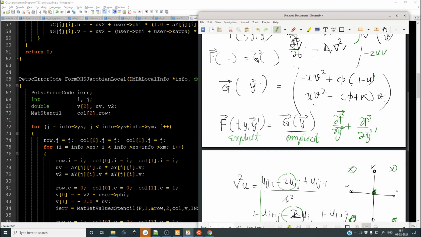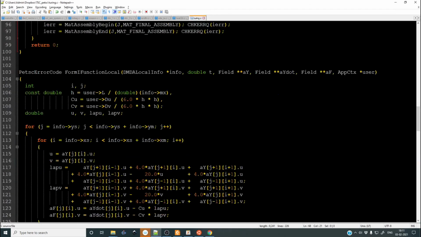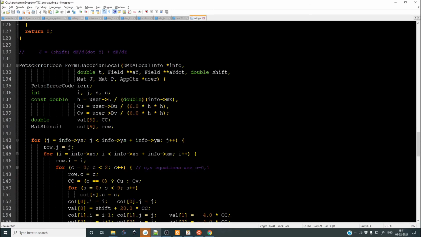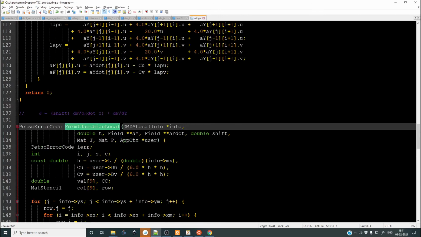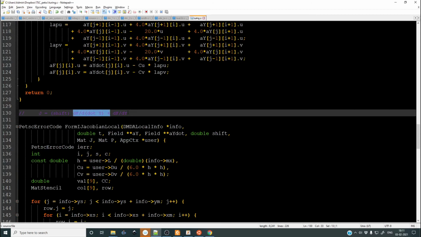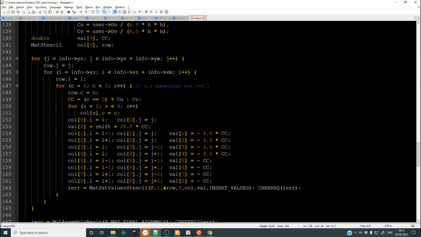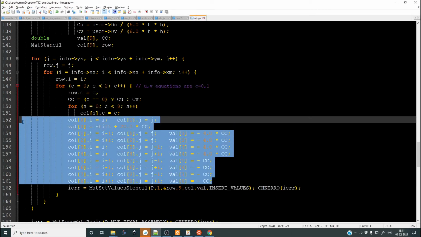Okay, so now we have to form the implicit Jacobian. Now the implicit Jacobian will actually be written in this form. It's going to be df dy dot plus df dy, and it's not at all difficult. So these are all the submatrices of differentiation.